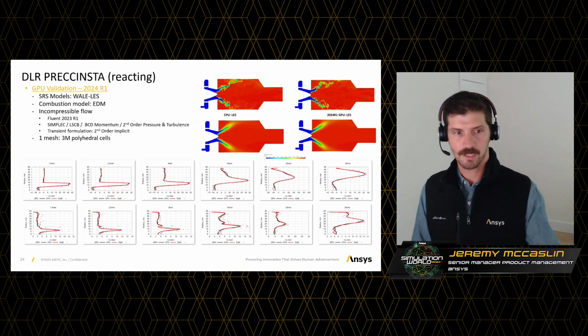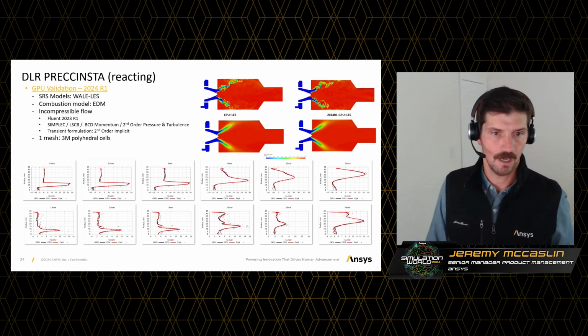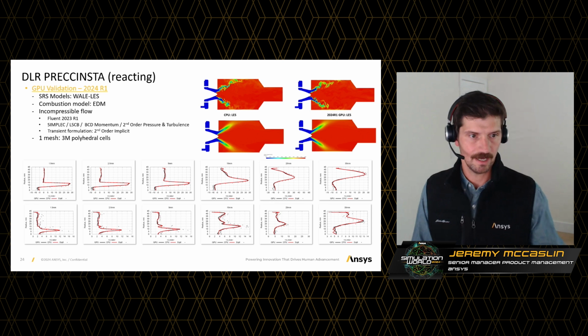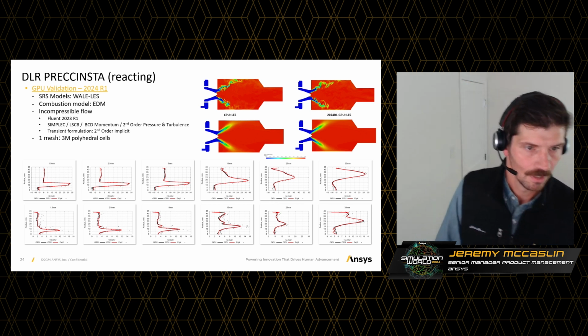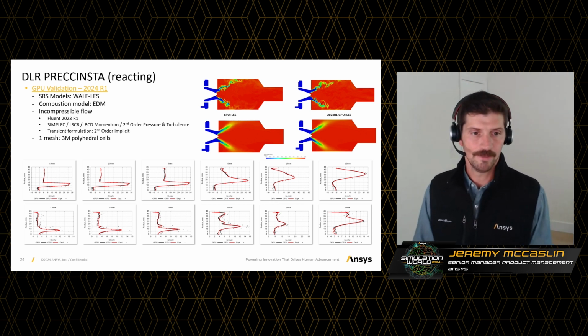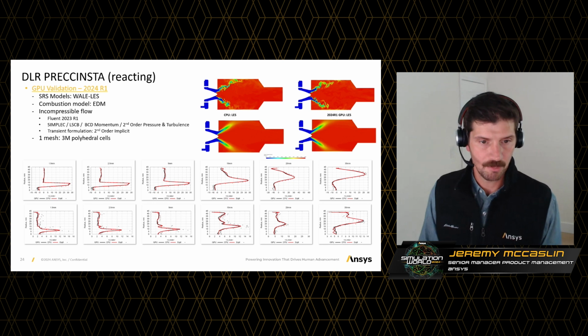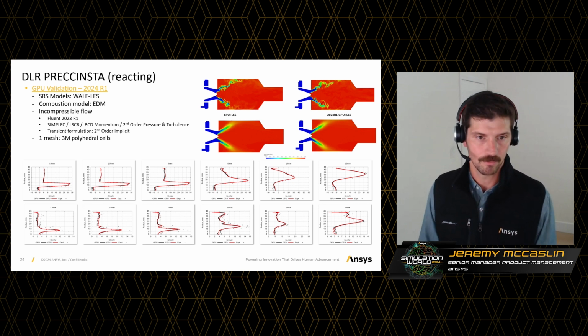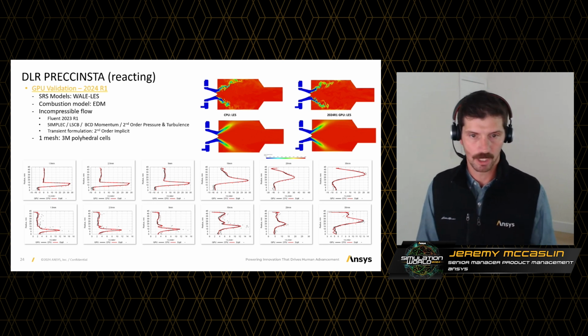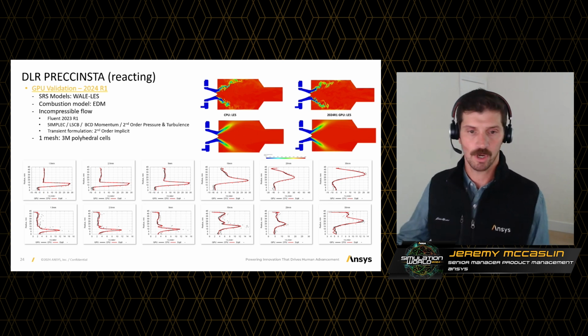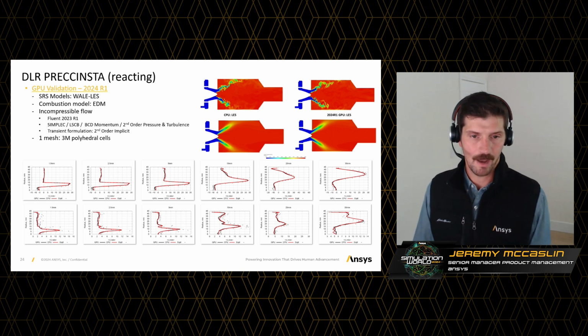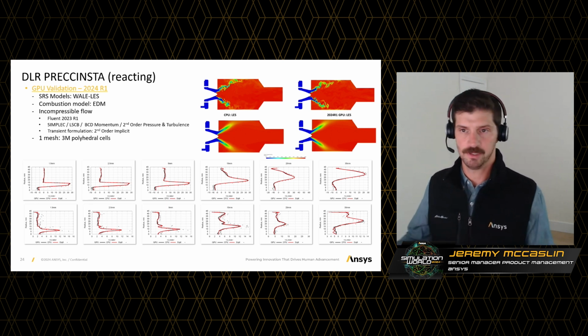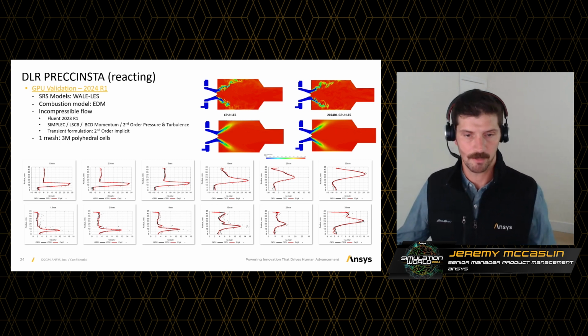If we take a more quantitative look at the species mass fractions at different cross sections in the domain, we have CPU and GPU in the black and red really close to one another at all cross section locations. And in any case, I would certainly argue that the difference between the CPU and GPU results is well within the difference of the experimental data itself.